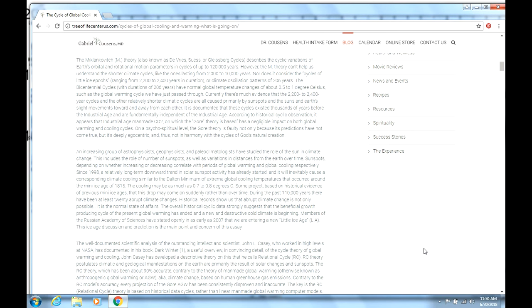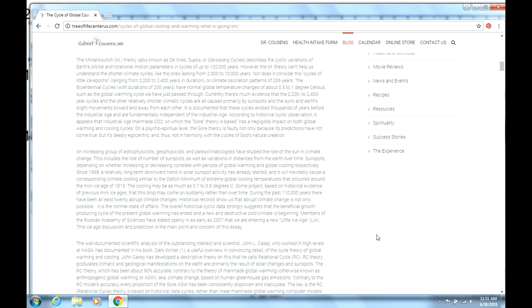Okay, it says RC theory postulates climatic and geological manifestations on the Earth are primarily the result of solar changes and sunspots. The RC theory, which has been about 90% accurate, is contrary to the theory of man-made global warming, otherwise known as anthropogenic global warming, aka climate change, based on human greenhouse gas emissions. Contrary to the RC model's accuracy, every projection of the Gore AGW has been consistently disproven and inaccurate.